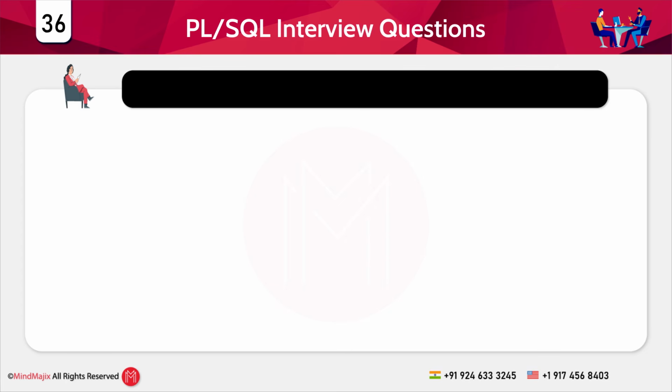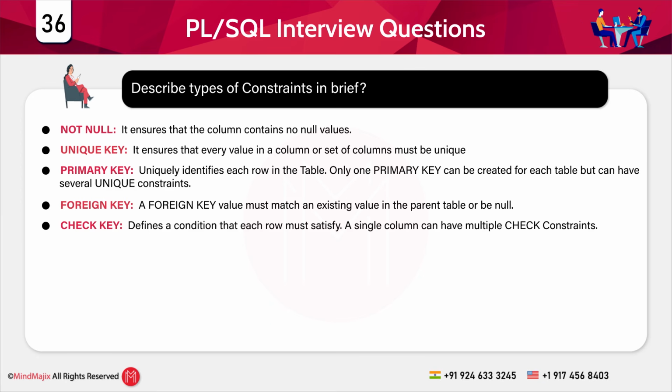The next question is an extension to the previous question. It says, describe the types of constraints in brief. As we have seen in the previous question, there are basically 5 types of constraints. The not null constraint ensures that the column has no null values. So what is the advantage of having no null values? This constraint ensures that data consistency or data quality is maintained in the database.